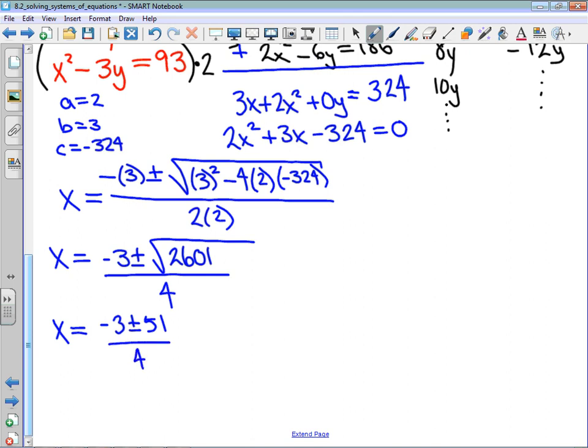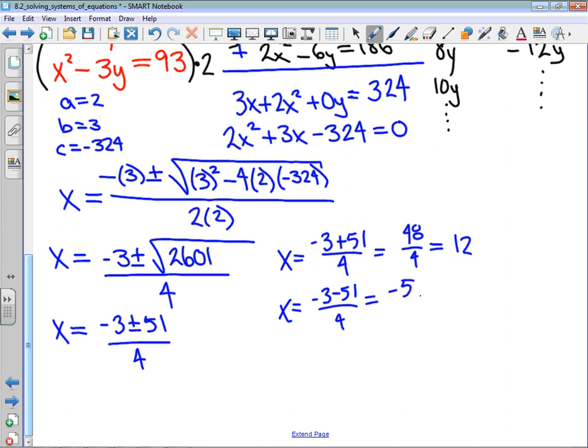So my two solutions are x is equal to -3 plus 51 over 4, which is 48 over 4, which is 12. Or I have x is equal to -3 minus 51 over 4, which is -54 over 4, which is an ugly number. It's -13.5. Now, before we go and find the solution using both those x's, the question said the numbers are integers. Is -13.5 an integer? Well, no, integers don't have decimals. So this cannot be a solution.